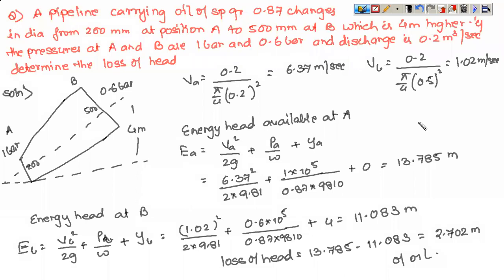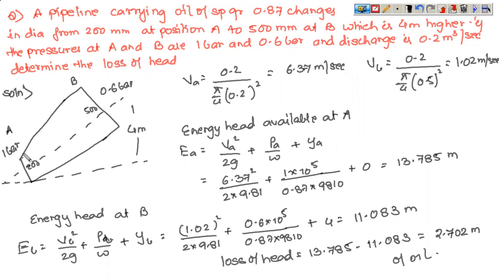Now here a pipeline carrying oil of specific gravity 0.87 changes in diameter from 200 mm at position A to 500 mm at B, which is 4 meters higher. If the pressures at A and B are 1 bar and 0.6 bar and the discharge is 0.2 meter cube per second, determine the loss of head. The loss of head means loss of energy which is taking place due to this flow.